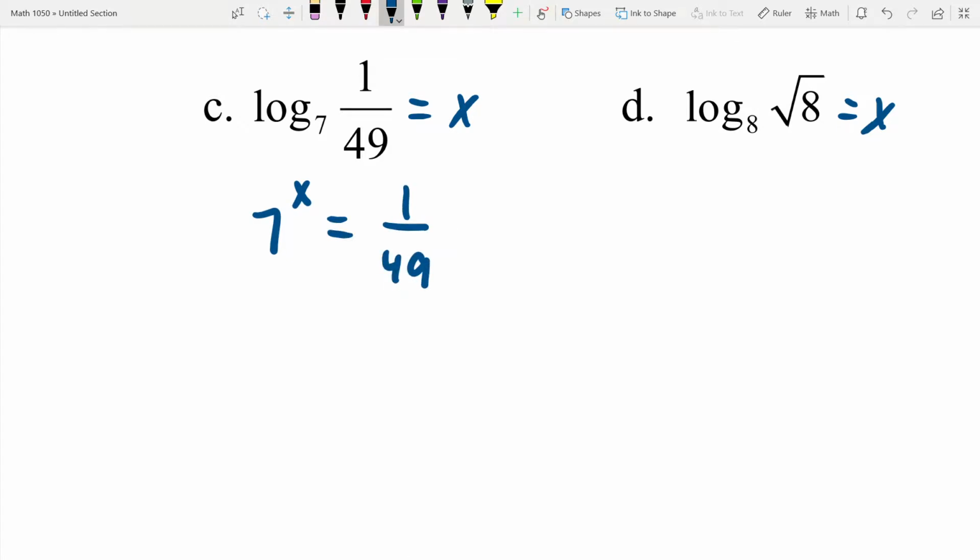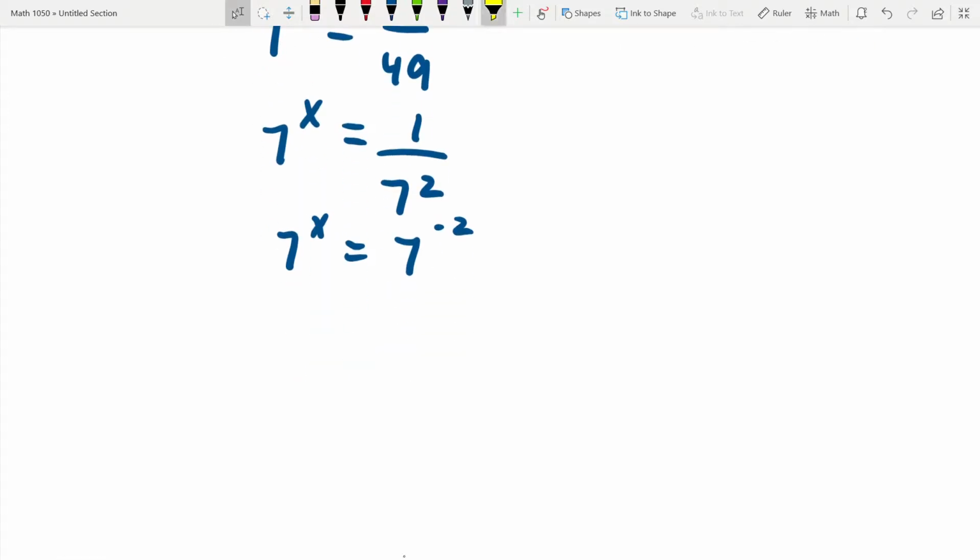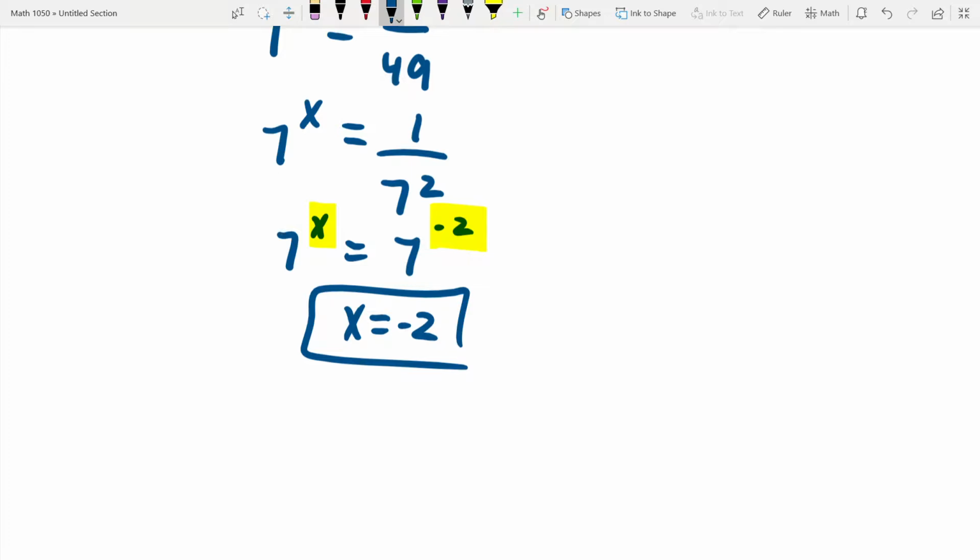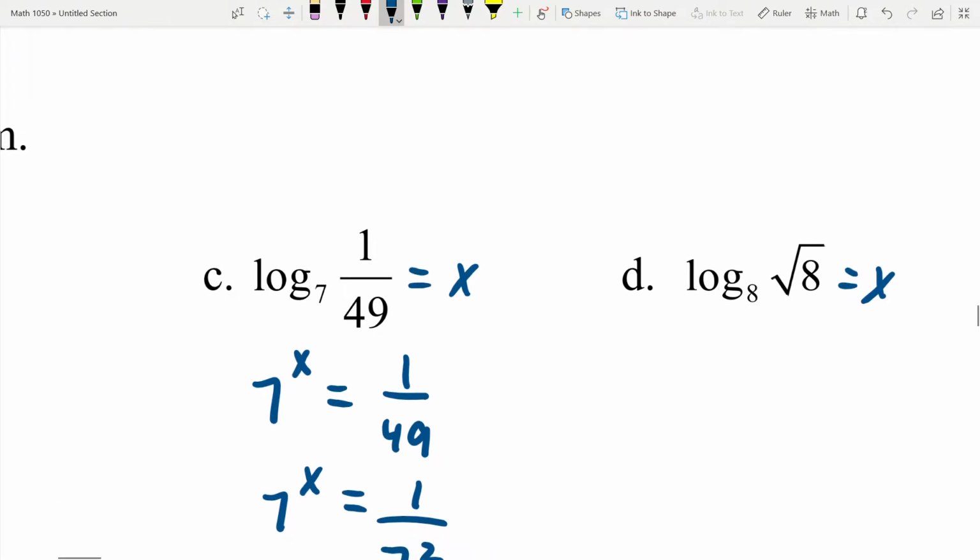Now, this one is not as easy to see. I know that 49 can be written as a power of 7, right? So I'm going to write this as 7 to the x power is 1 over 7 to the second. 7 to the second is 49. I don't want that 7 squared on the bottom, so I'm going to pull him up to the top. So then I have 7 to the x equals 7 to the, talk to me, negative second. Now we're back to last time's lesson. If 7 to the x is 7 to the negative second, then I know that x must be negative 2, and I'm done. Okay? Who says easy? I get all this. Raise your hand. Okay, great.